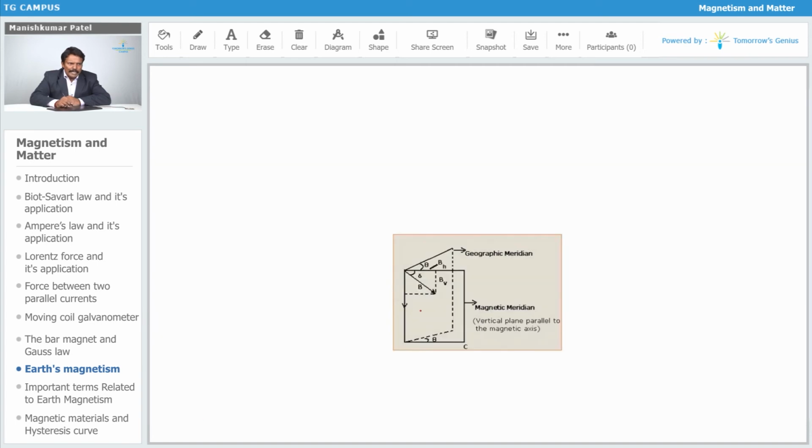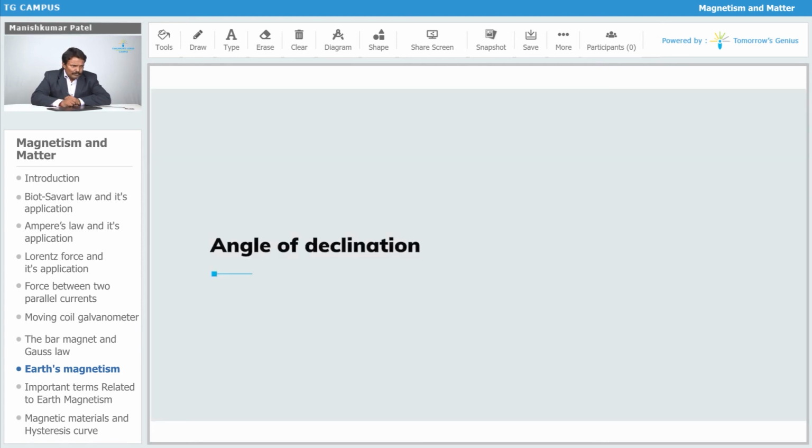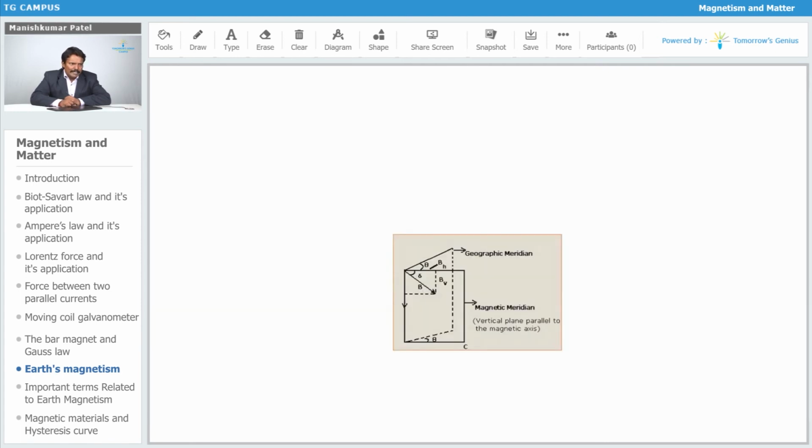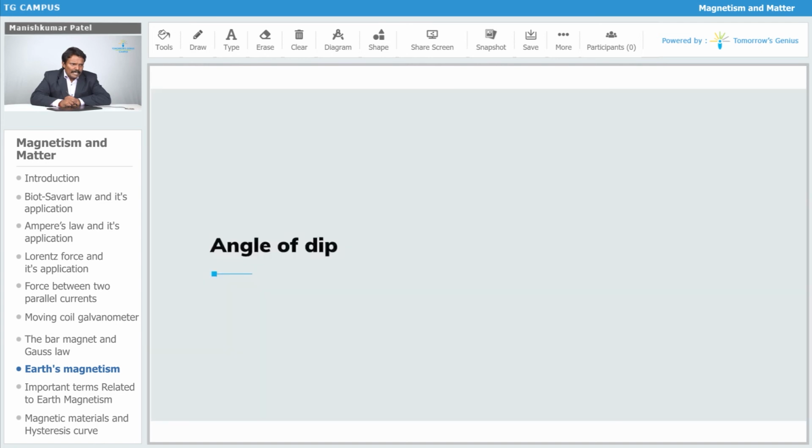So this is one more diagram. This is the geographic meridian and the magnetic meridian. The angle between them is theta. So that is your angle of declination that we have just seen. Definitely that angle of declination is different at different places.